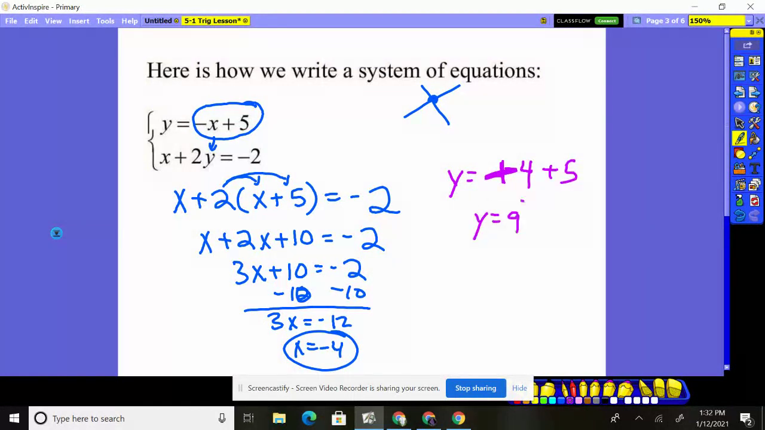So y is 9. There's my solution. X is negative 4, y is 9. That means they intersect at this point, negative 4, positive 9. That's where the two lines would be crossing.